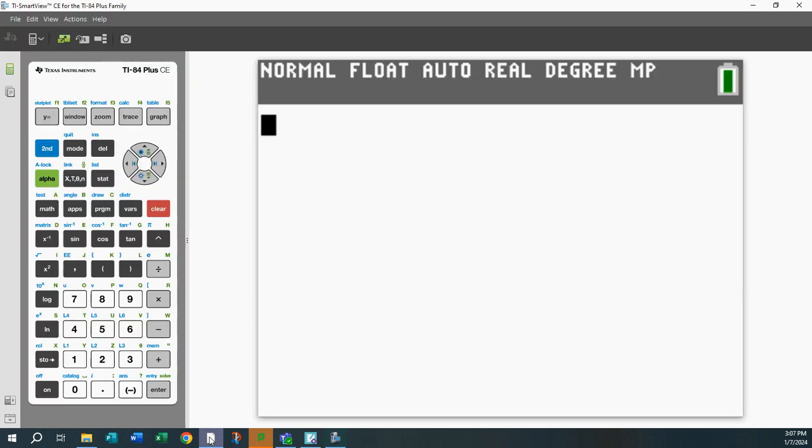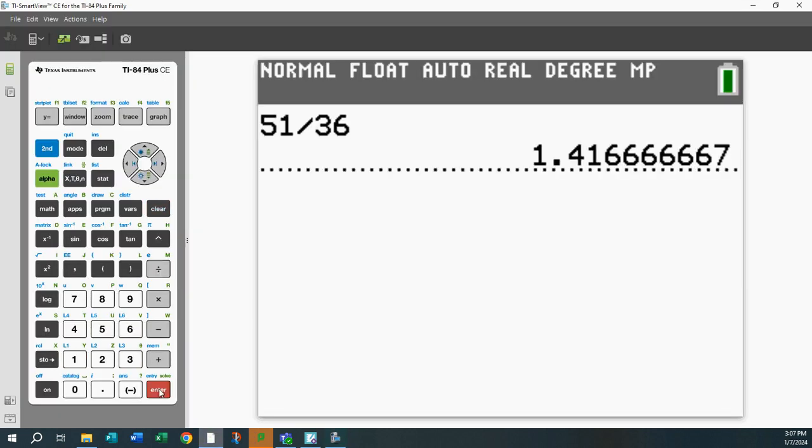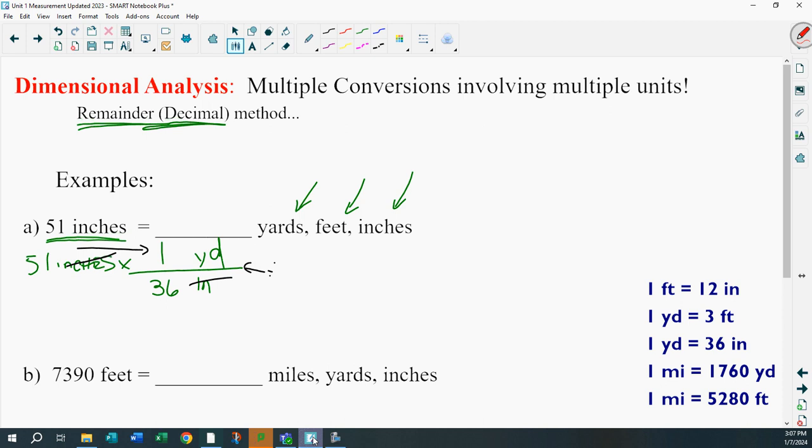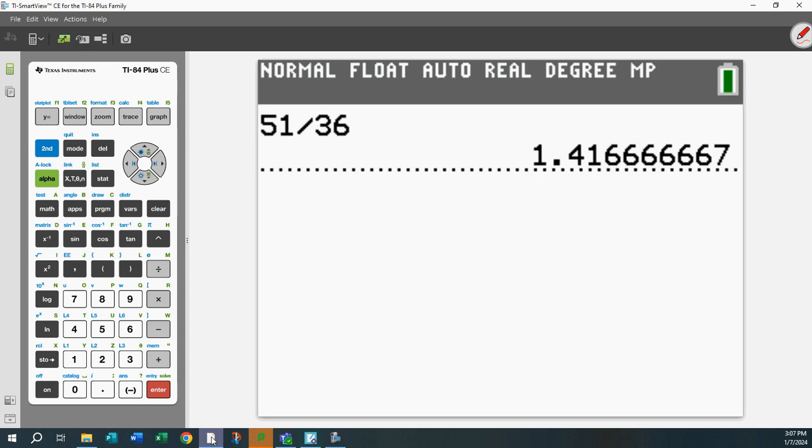Let's bring up the calculator. 51 divided by 36. And check this out. It gives you a huge number. It's a gross-looking number, right? All these crazy decimals on it. Let me show you how to interpret this. Remember what dimensional analysis was all about. If you do the dimensional analysis, we are now in yards. So what does this mean? Look at this number. That means we have 1 yard, and we've got this incredible amount of remainder yards. This is a remainder in yards.